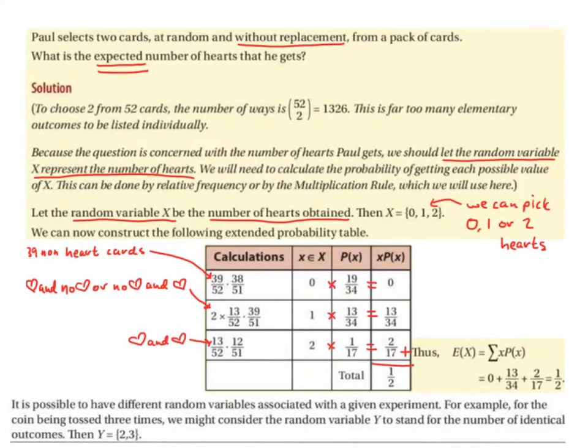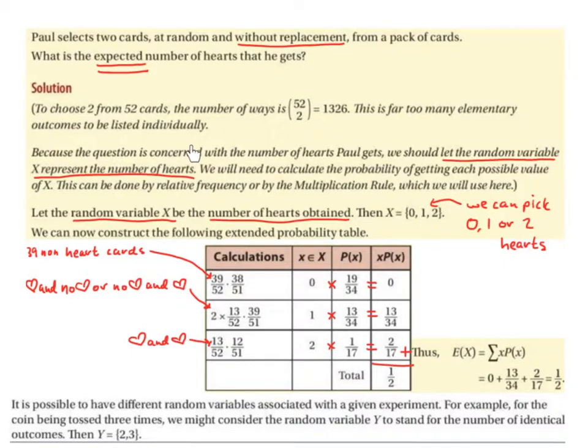For example, if we started trying to list them, we could say we got king and ace, king and 2, king and 3, king and 4, king and 5, and so on. We would end up actually listing 1,326 possible outcomes. So we need to find an easier way to do it.